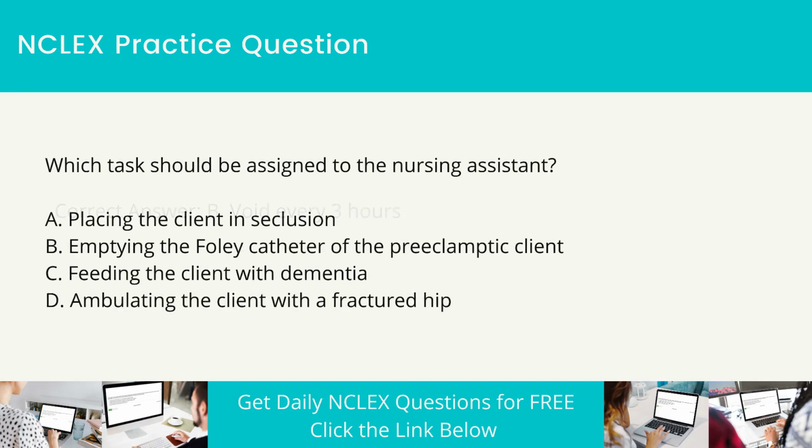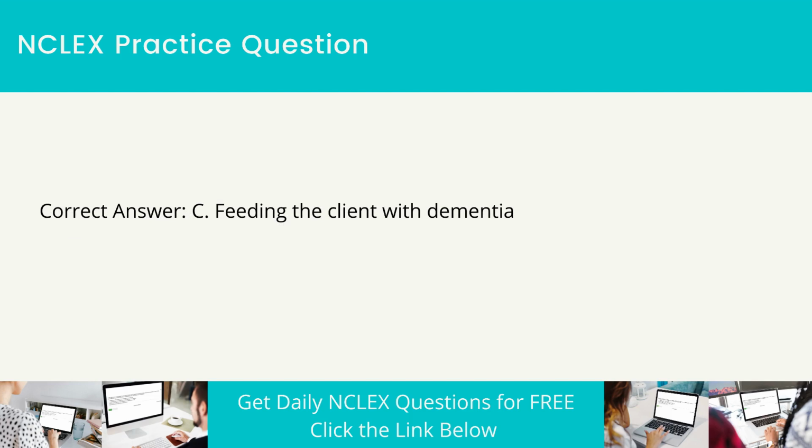Which task should be assigned to the nursing assistant? Placing the client in seclusion. Emptying the Foley catheter of the preeclamptic client. Feeding the client with dementia. Ambulating the client with a fractured hip. The correct answer is feeding the client with dementia. Of these clients, the one who should be assigned to the care of the nursing assistant is feeding the client with dementia.